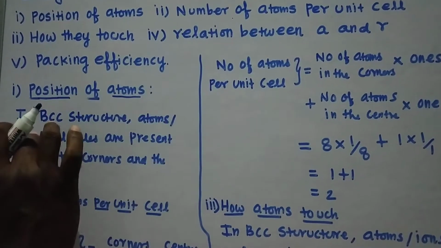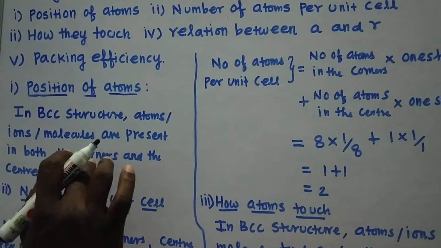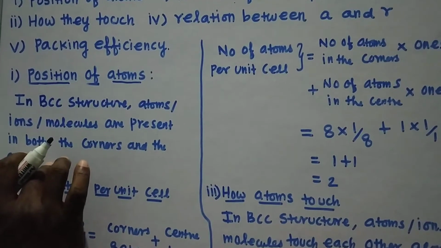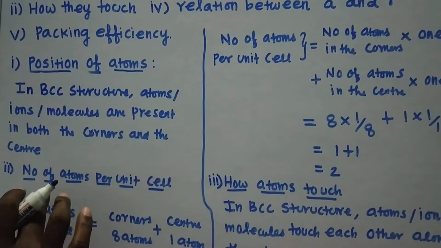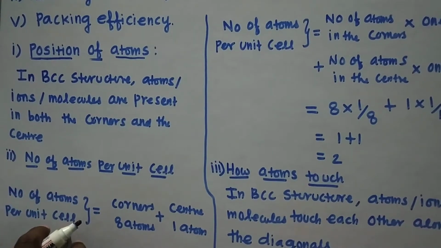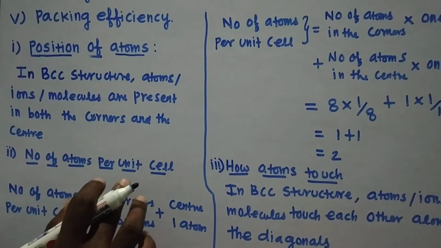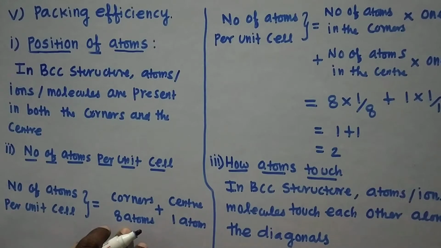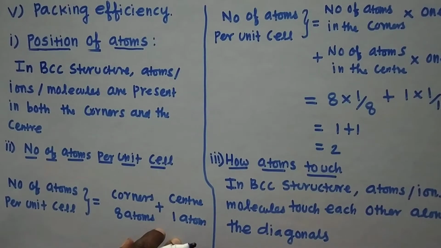Atoms or ions or molecules are present in both the corners and the center. Then, number of atoms. It's well known that in BCC, atoms are present at the corners and the center. There are 8 corners, therefore it's equal to 8 atoms. There is only one center, therefore 1 atom is present in the center.